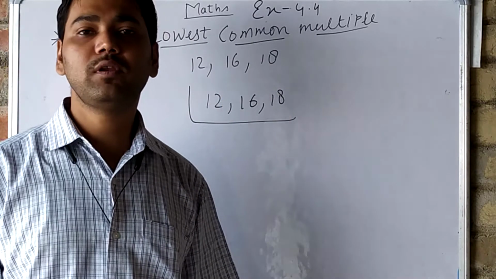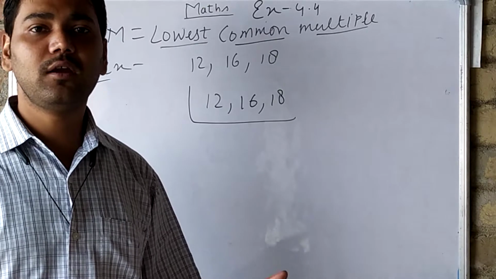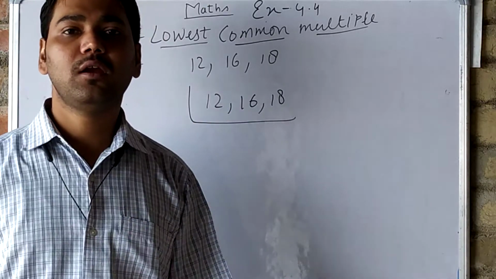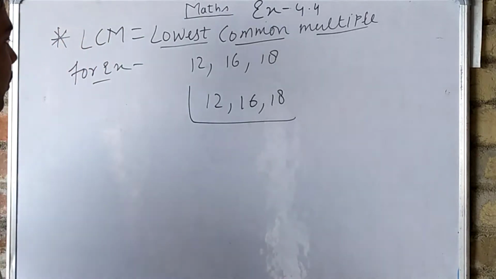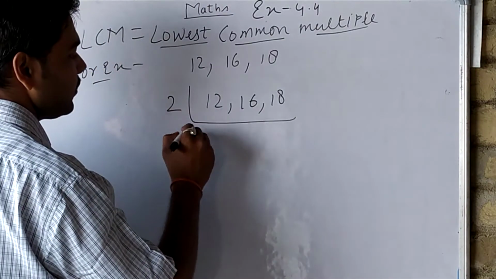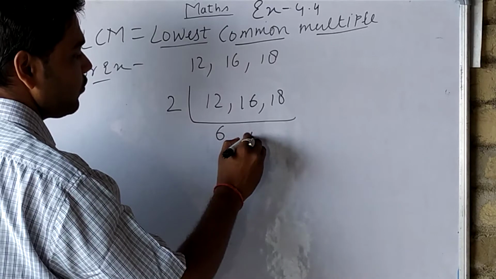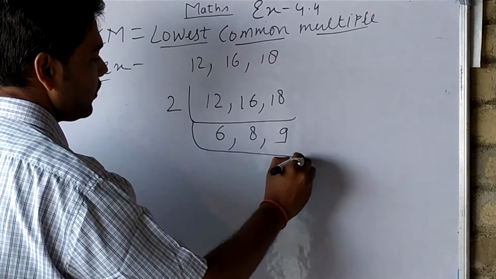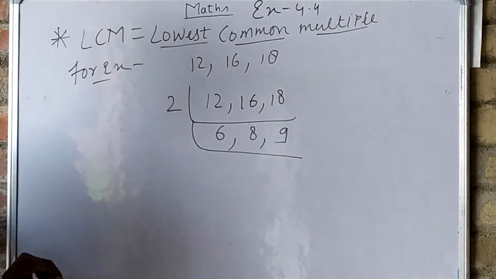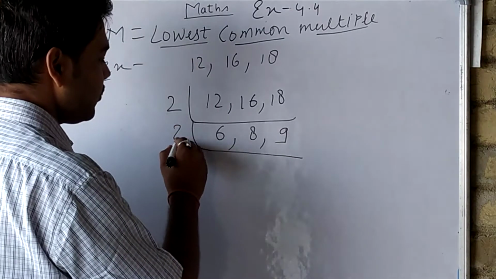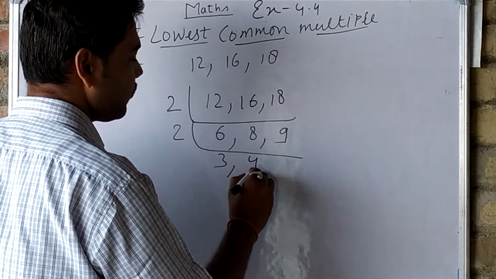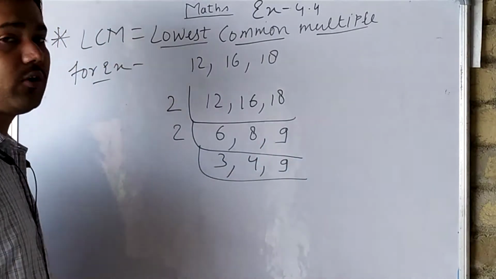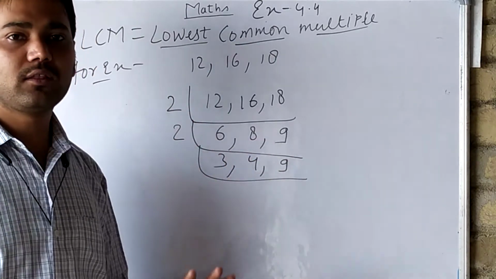And what we will do? We will try to divide by those numbers by which all three numbers are completely divisible first. 2 6s are 12, 2 8s are 16 and 2 9s are 18. Again we will try with 2. 2 3s are 6, 2 4s are 8 and 9. Why? Because 9 is not divisible by 2.